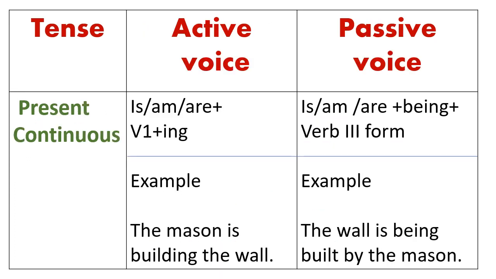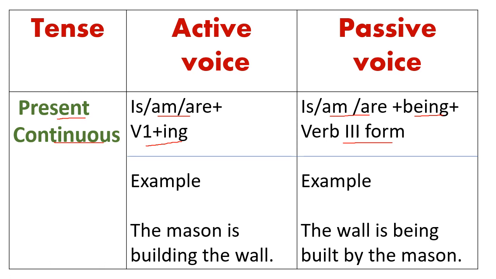Now see, this is for present continuous. In present continuous, generally the tense rule is is, am, are plus V1 plus ing. When we change it into passive voice, the rule will be is, am, are plus being. Instead of V1 plus ing, we will use being plus verb third form. It is clear that in passive voice, we always use verb third form. See with the help of an example.